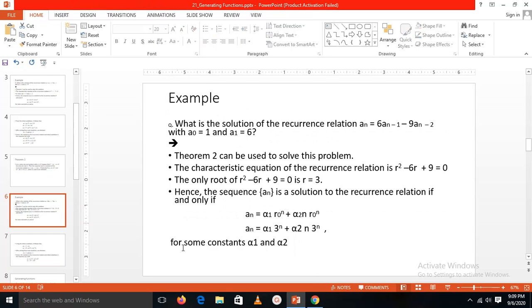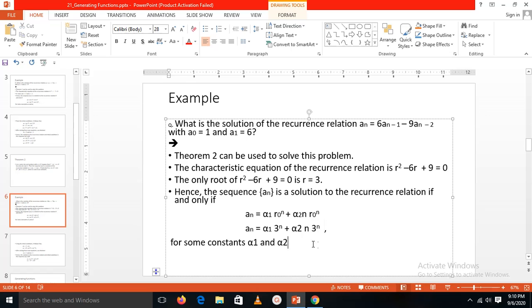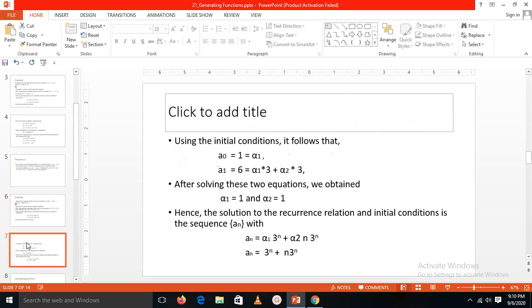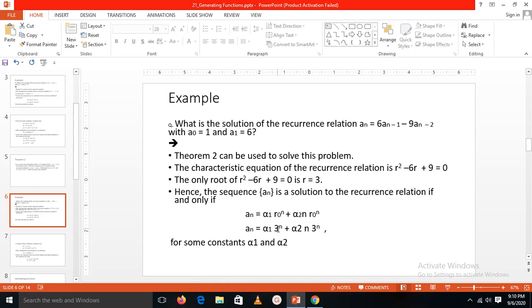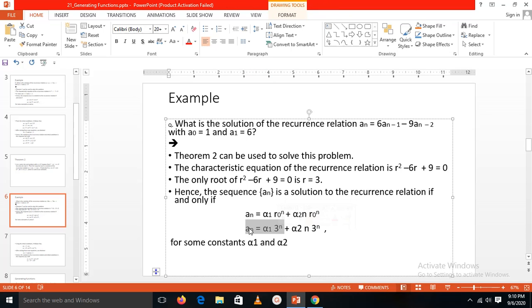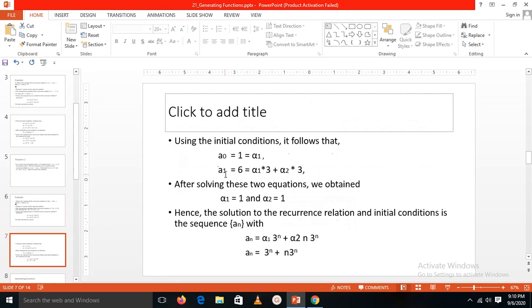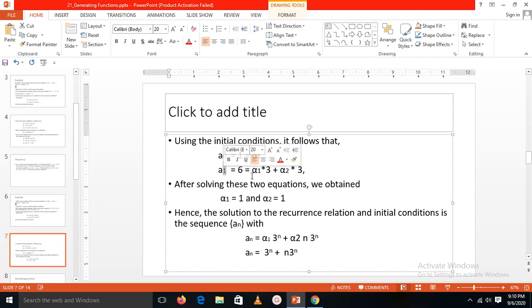What is our equation? Put the value of n is equal to 0: alpha 1 into 3 raised to 0, plus alpha 2 into n, means into 0, means this whole term will be 0, and we got here alpha 1 into 3 raised to 0, means 1, so that we got here the only a0 is equal to alpha 1.